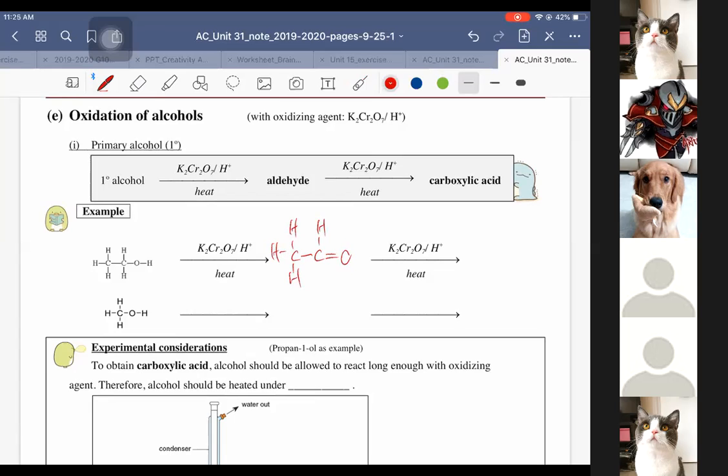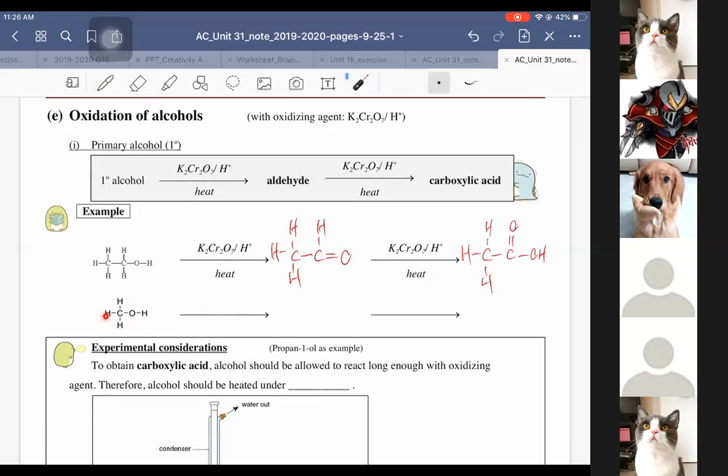Okay, so remember, because we are oxidizing the hydroxyl group here, the C double bond O will be formed at the end of the carbon chain. So we call the product in the middle the aldehyde, not the ketone. Okay, and then if we keep oxidizing this product, we will be able to form the carboxylic acid. So in this example, it would be the ethanoic acid. Okay, so 2 steps.